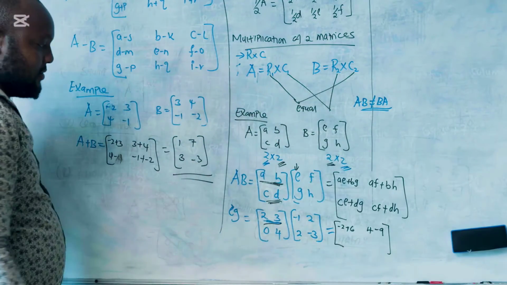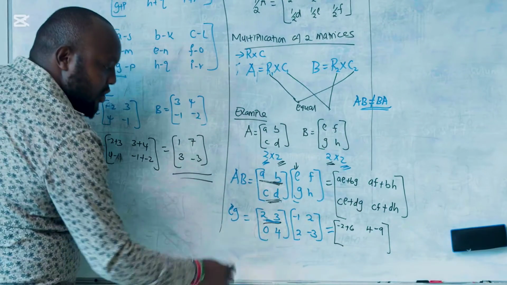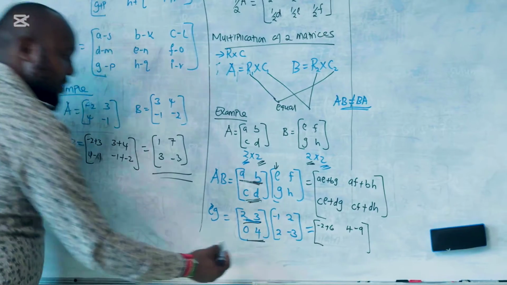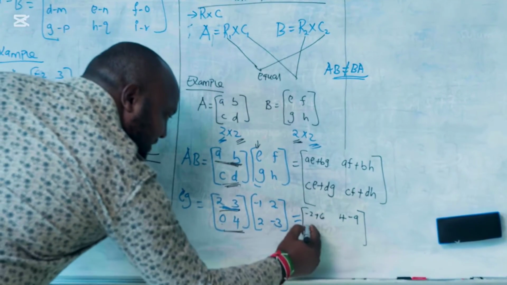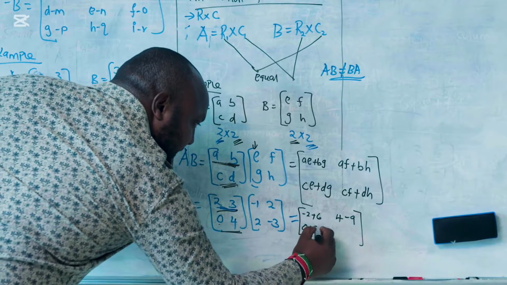We are done with the first row because the row has multiplied all the columns. In this case, there are only 2. We go to the second row now. It has to multiply the columns again. So 0 times negative 1, you get 0. And 4 times 2, you get 8.